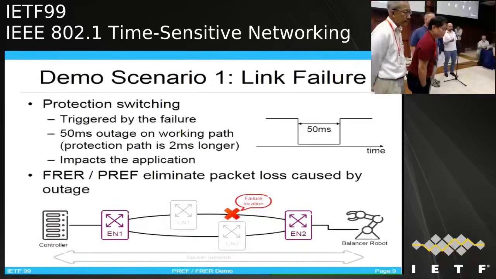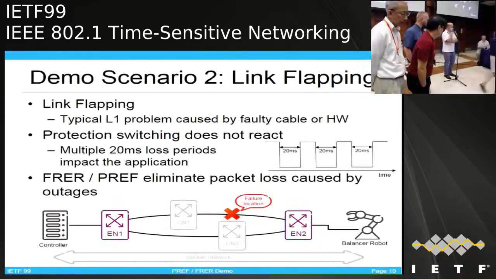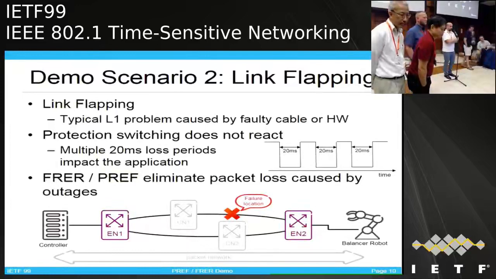So let's see the other failure scenario, which we call link flapping, when the link goes up, goes down. And if it is, as illustrated in the figure, 20 milliseconds, then the monitoring mechanism you use for the classic protection switching doesn't even detect it. But as Pascal just explained, that can be critical for a control loop.